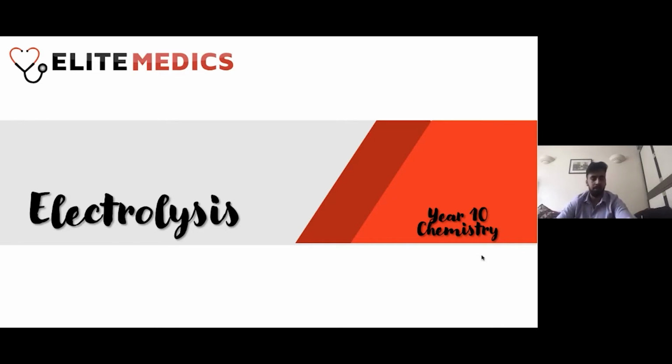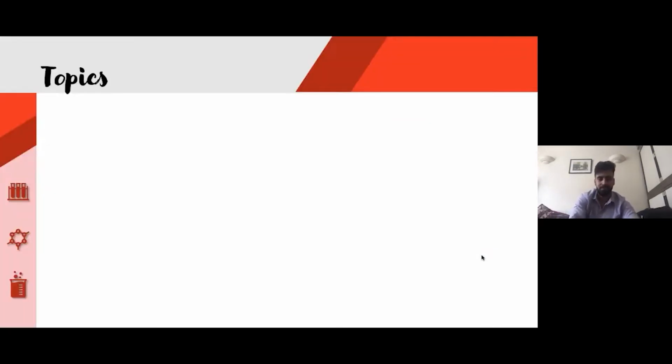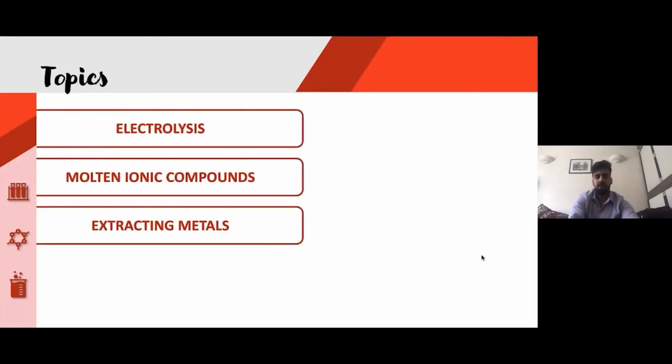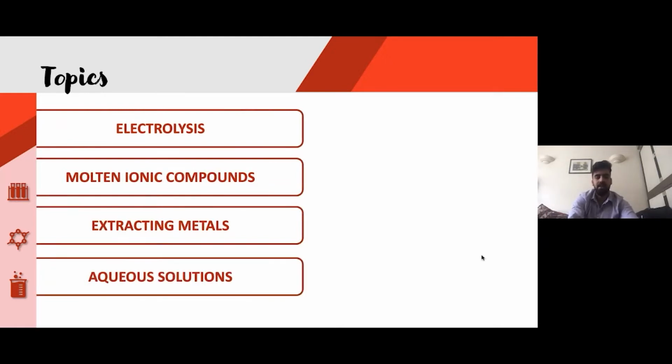However, if you just follow the basic rules and there's an order in which we think about things, then you shouldn't get confused. Okay, so we want to be looking at electrolysis, molten ionic compounds, extracting metals, and aqueous solutions in this order. Again, we'll start with a brief introduction to electrolysis, and then it will get progressively harder.